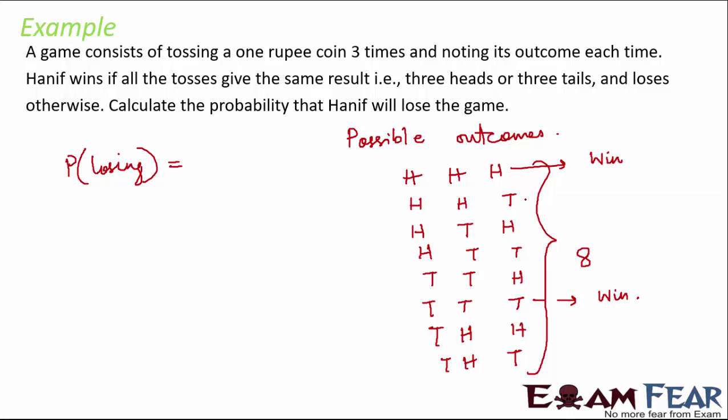So how many are there for losing? 1, 2, 3, 4, 5, 6. So the favorable outcomes for losing the game is 6. And total number of outcomes is 8. So 2 3s is 6, 2 4s are 8. So the probability will be equal to 3 by 4.